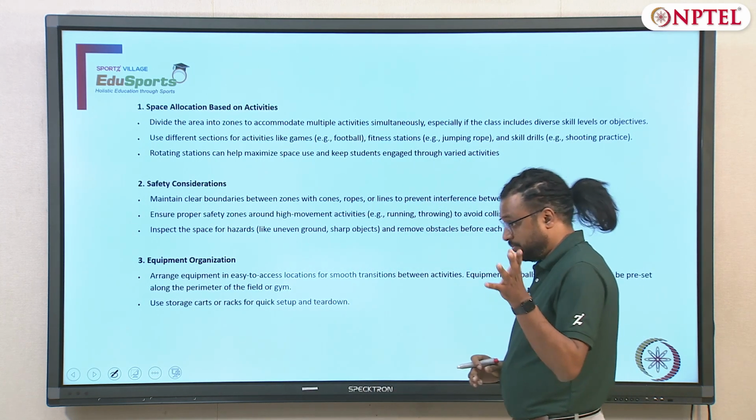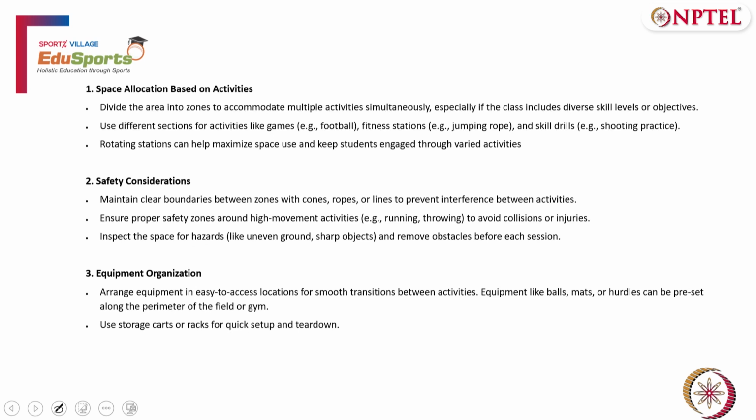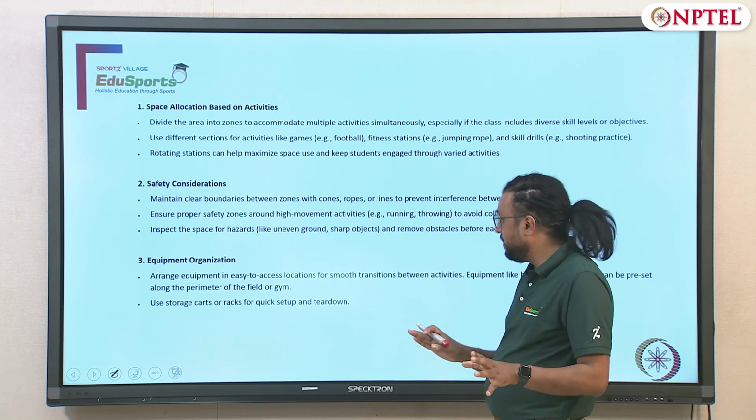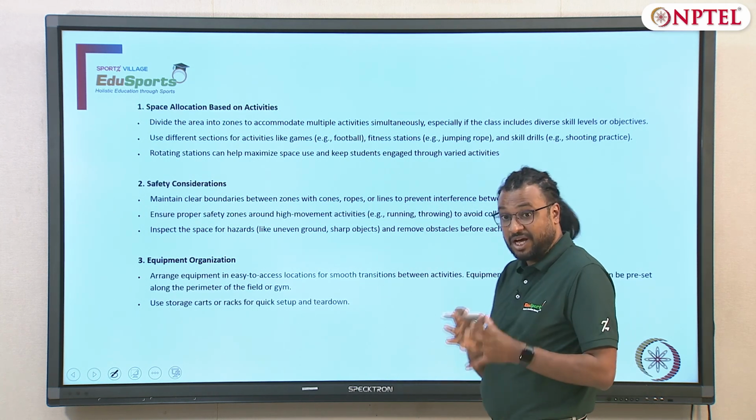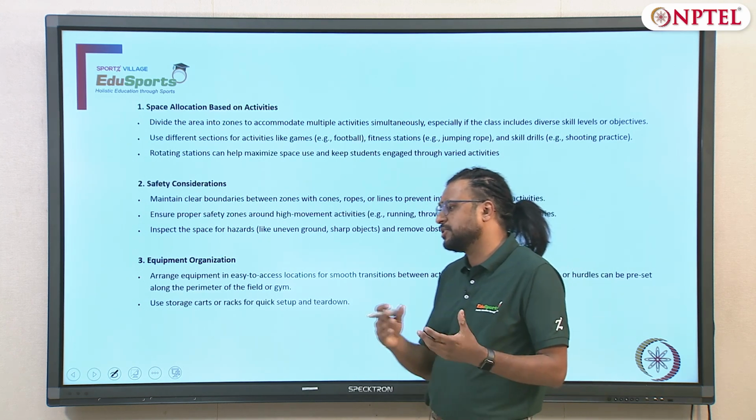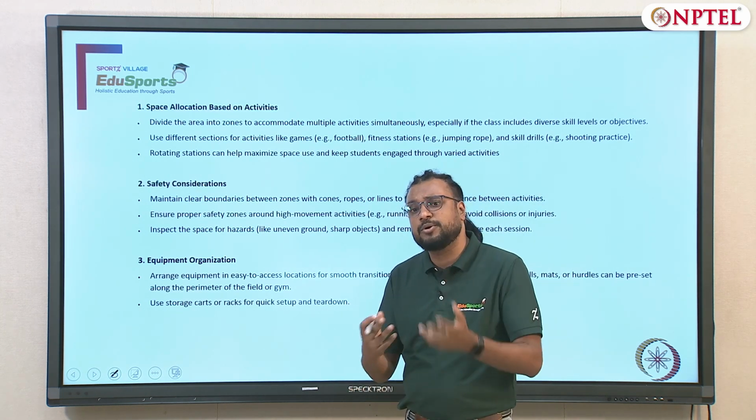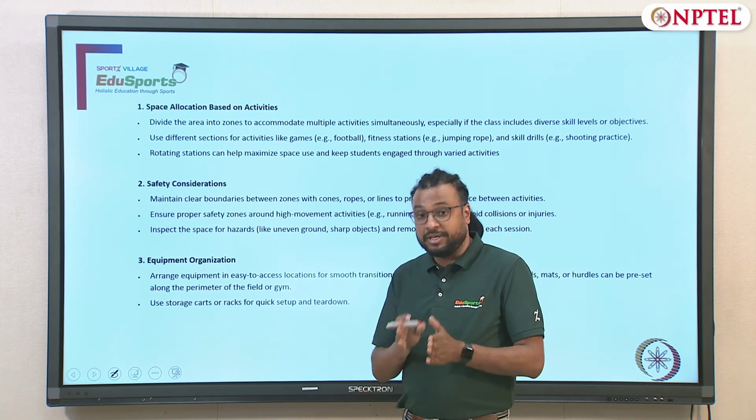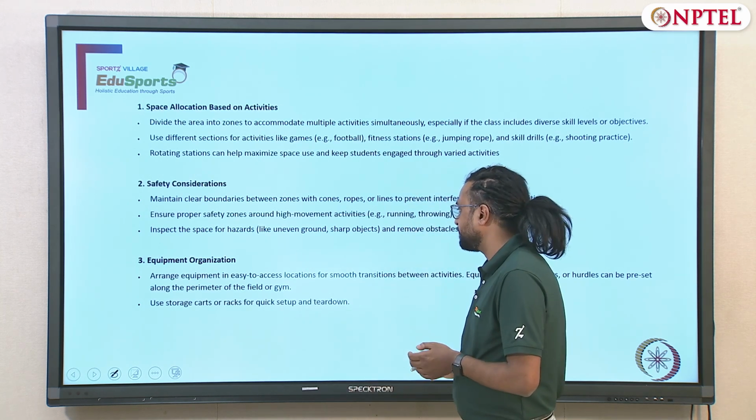Inspect the place before you play and after the play, right? Before you start the class and after you end the class, you must do a thorough inspection of the play area and the ground. The ground should not be uneven, and should not have any sharp objects, which is very important. There can be parts of the equipment that are broken and lying there, and you need to be very cautious about that even after the play.